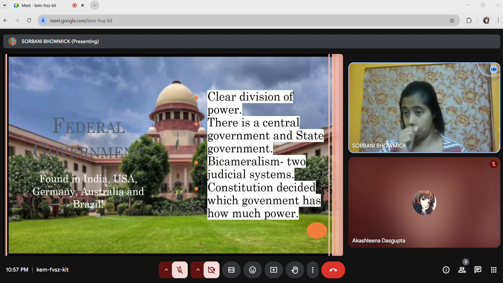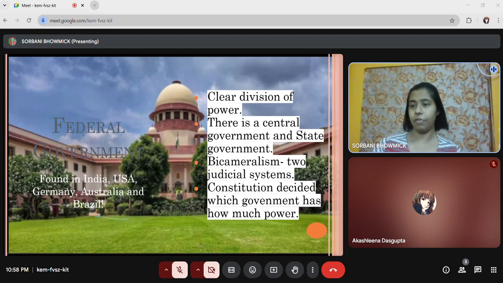Another example of central and state government would be the accession of Sikkim in 1975. The central government brought in Sikkim, rather it became part of India, which is called accession. Sikkim acceded to India.